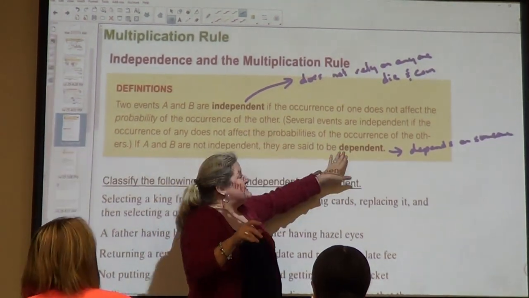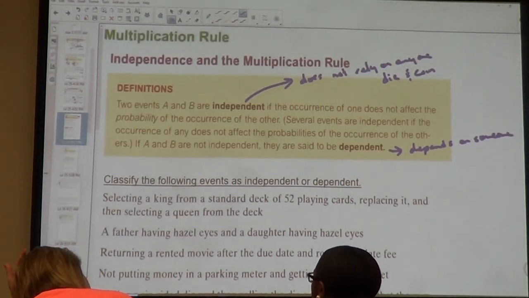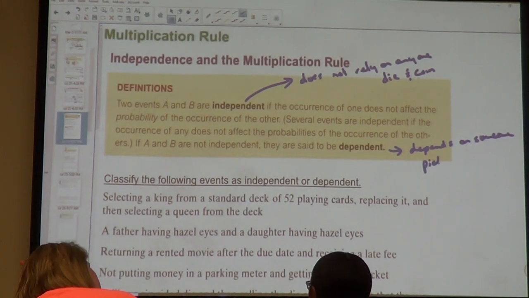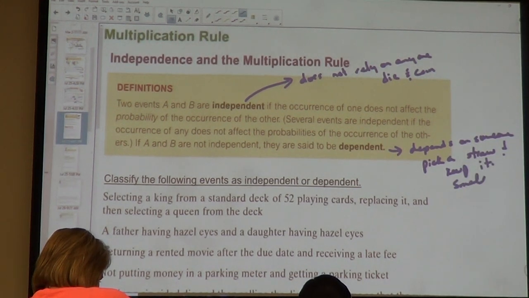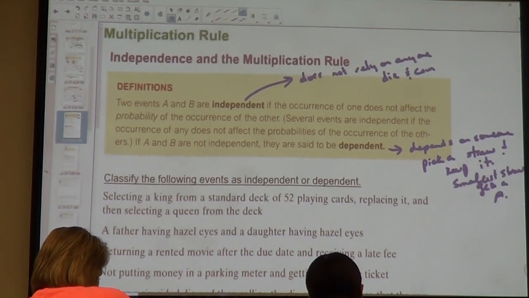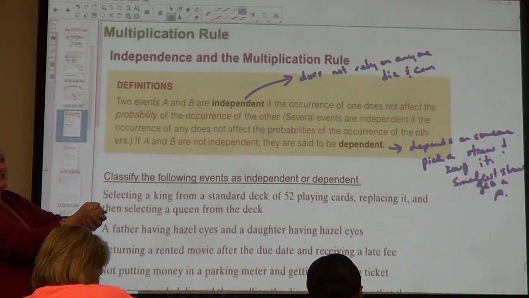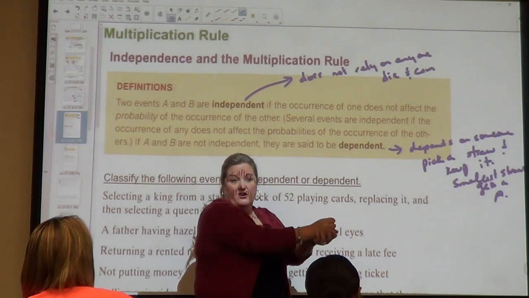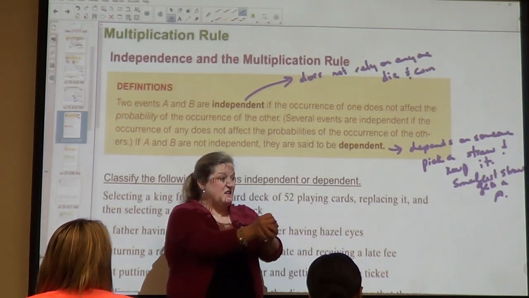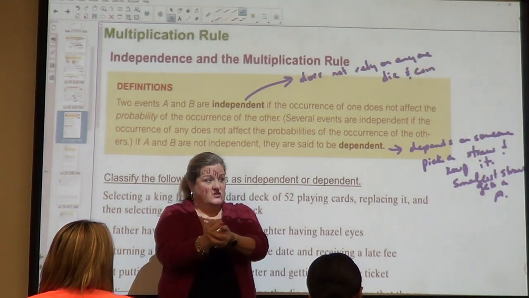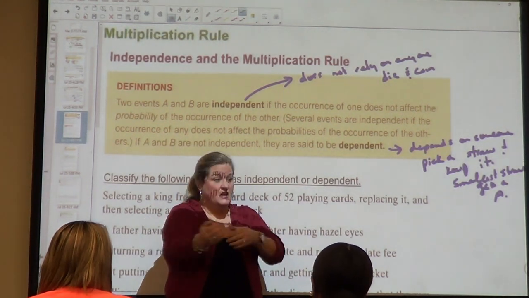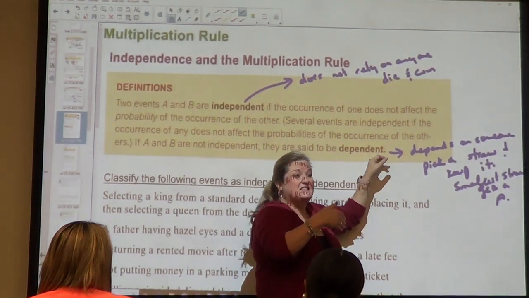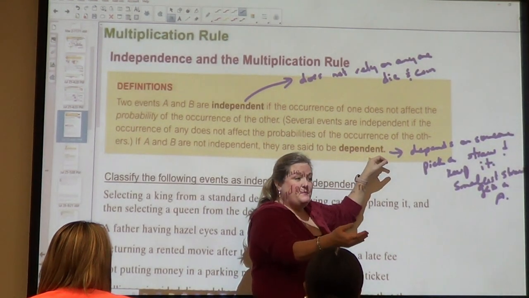That is independent. Dependent would be like if I told everyone in the class to pick a straw and keep it. And the smallest straw gets an A. So if I walk around holding these straws and I say, okay, everybody pick a straw. Well, if Bryant picks first, his pick is going to determine what's left over for everybody else to pick. So when it gets back to Allie, she may be the last one to pick. She's screwed because of what everybody else picked. So what everybody else picked depends on what's left over for her. So that would be a dependent problem.